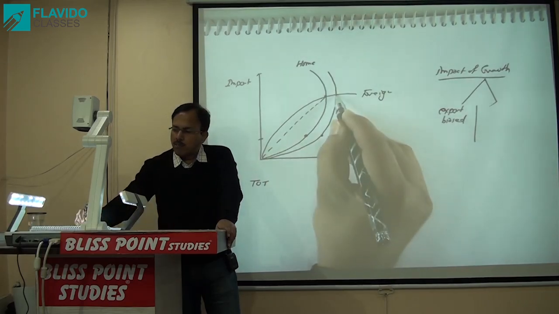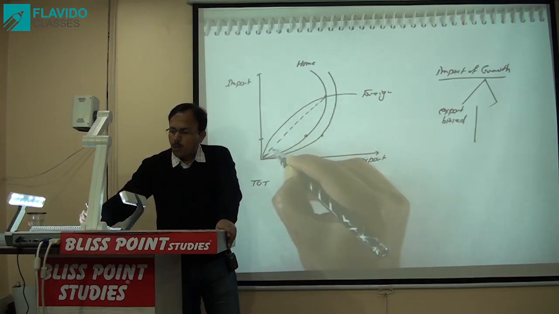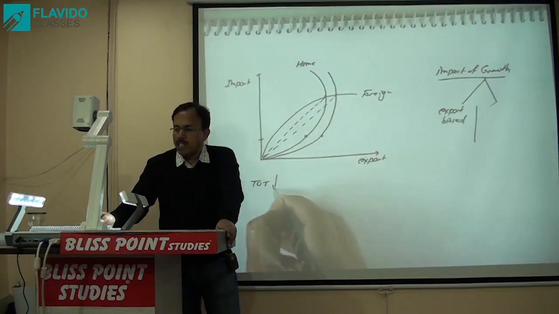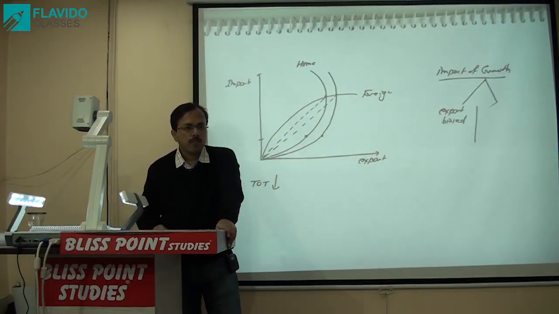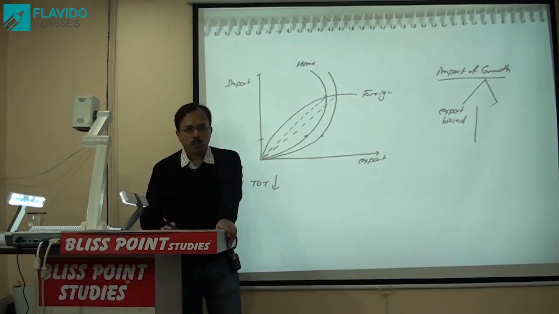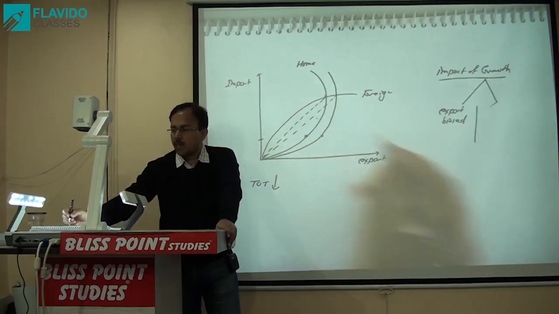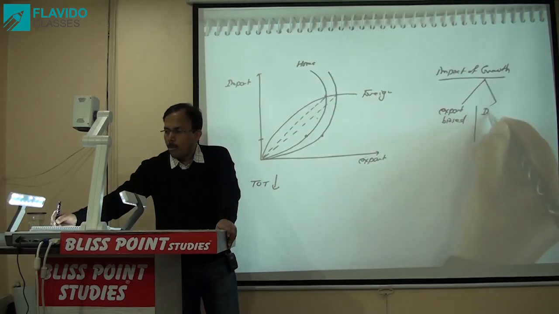And once it will shift to the right, what is the effect on terms of trade? The terms of trade decreases. So export bias growth will always reduce the terms of trade, as explained in that standard trade model also. So in the case of export bias growth, this diagram or growth may be import biased.